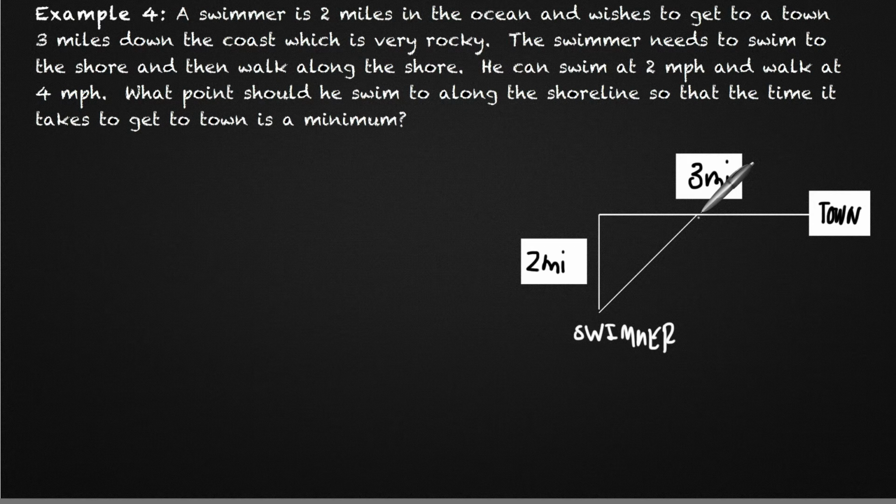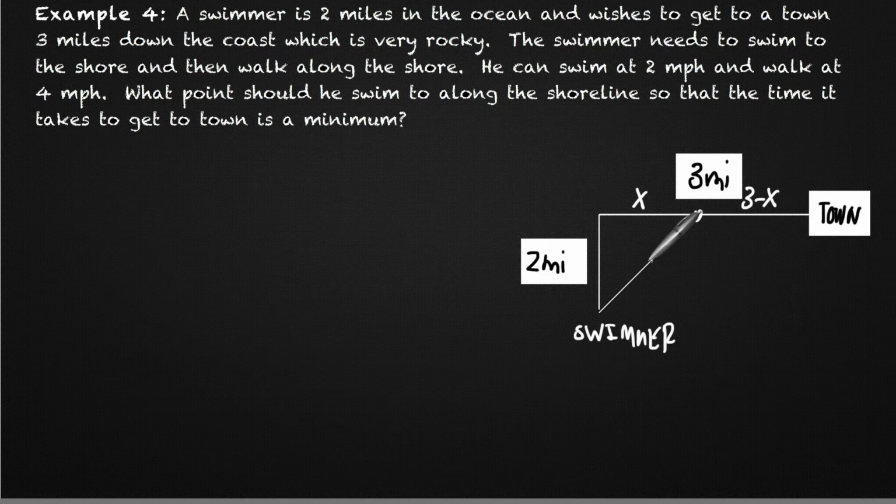So let's tell you what, we're going to put a point here, and we're going to call this distance x, and we're going to call this distance here 3 minus x. Make sure that makes sense to you. This whole distance is 3. This is x, so we're going to call that 3 minus x. Now, 3 minus x represents the distance that he will have to walk.